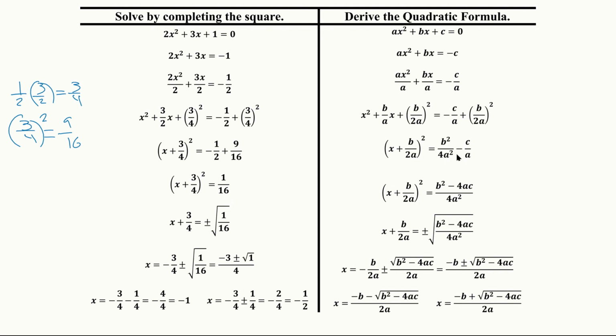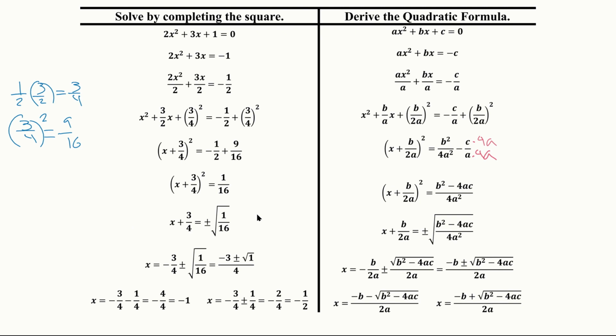And over here, we need to get a common denominator, which is 4a squared. So that means we have to multiply the a by 4a. So we have to do the same on the top, right? Notice that's how we end up with b squared minus 4ac over 4a squared, because both denominators are now 4a squared, right?